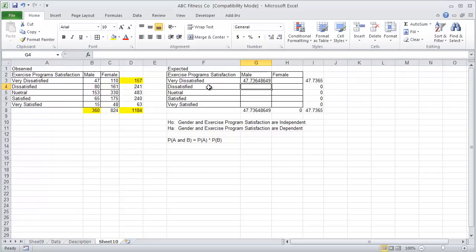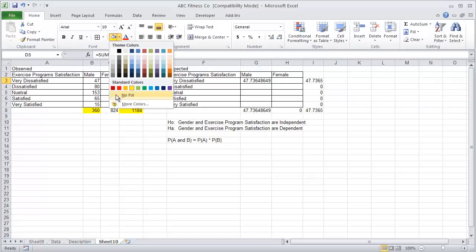Because with this independent piece to it, we would expect to find 47.7, and we observed 47. So that's fairly good on that one.